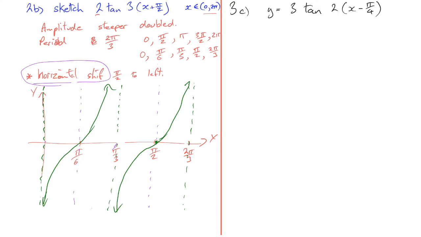Okay, year 11 is just having a look at another one, and we will go with purple for this one. So y equals 3, that's the amplitude, sorry. All that means is it's going to be steeper. The period equals 2 pi over 2, which means it's pi, and that is the horizontal shift. So it's pi on 4 to the right.